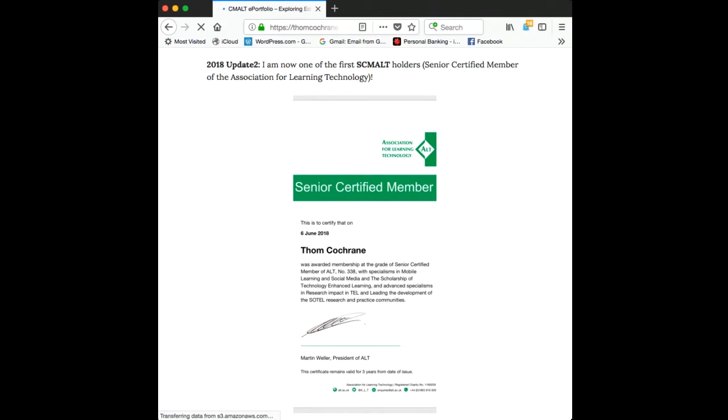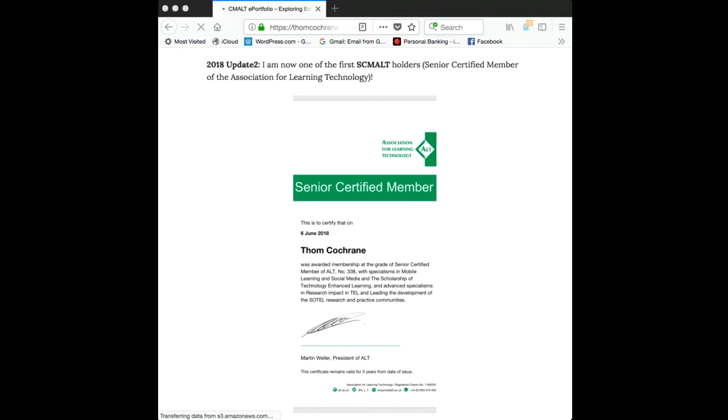CMALT's always just been one branch of what ALT does, and it was franchised to ASCILITE about 4 years ago now, I think. Whereas HEA, that's pretty much all they do. So it's quite different as far as approach goes. Thanks for that comment, Sarah.